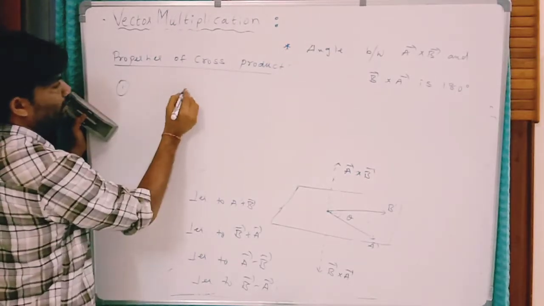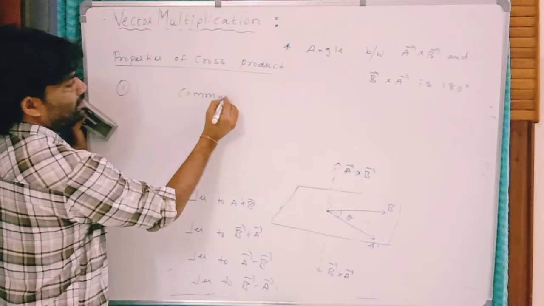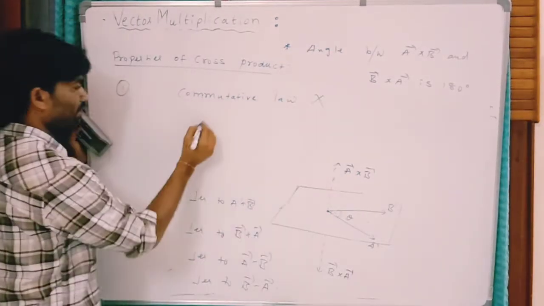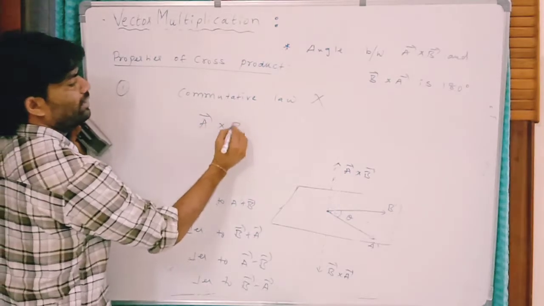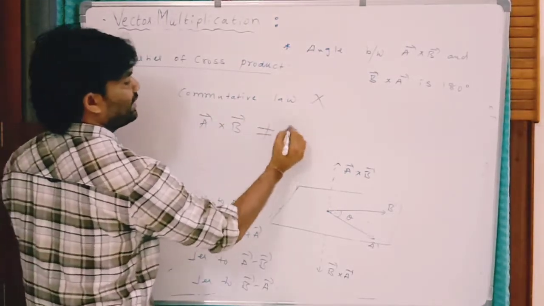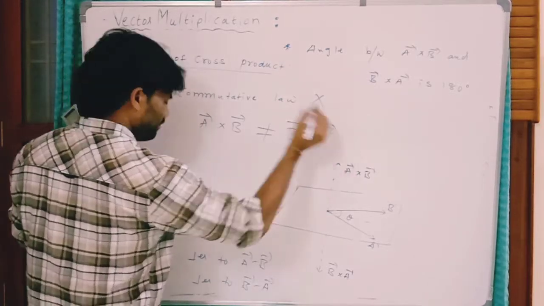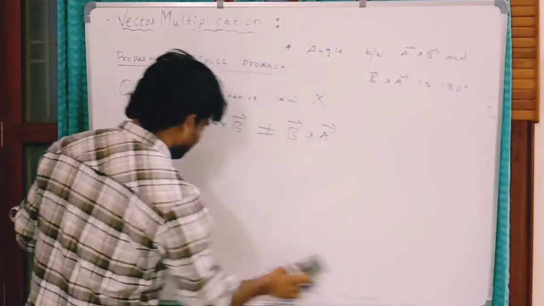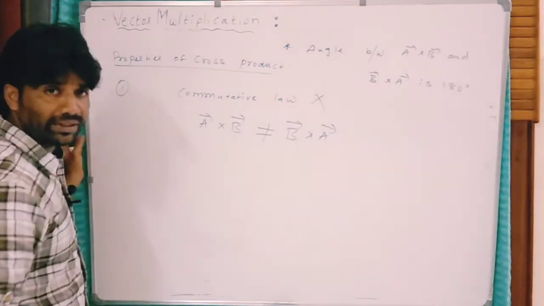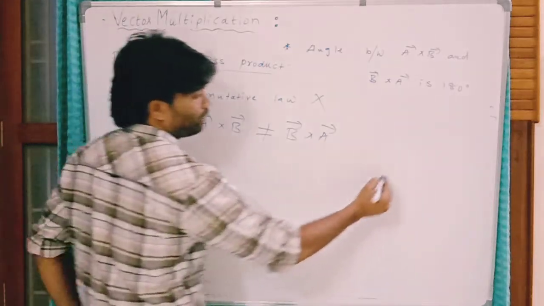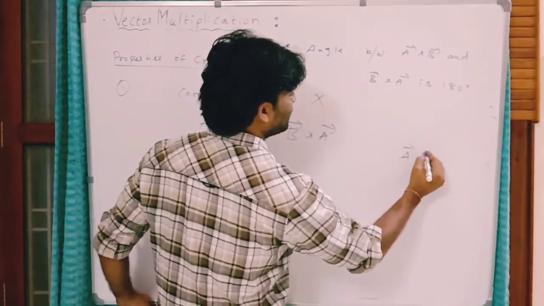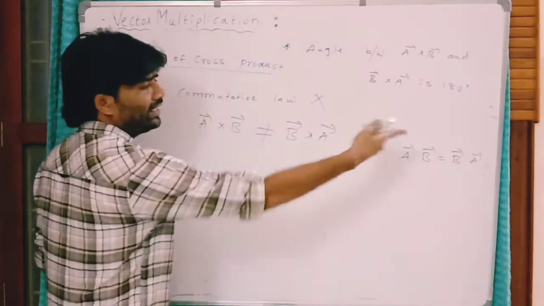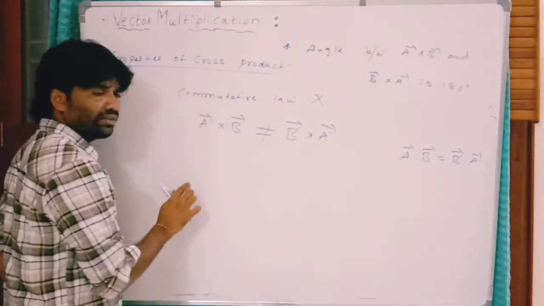First one, it doesn't obey commutative law. Means what? A cross B is not equal to B cross A. The reason is both are opposite in direction. So they are not in the same direction. So the order of multiplication is important in vector product. Whereas in scalar product, A dot B is the same as B dot A. You can do the dot product in any order, but not this cross product.